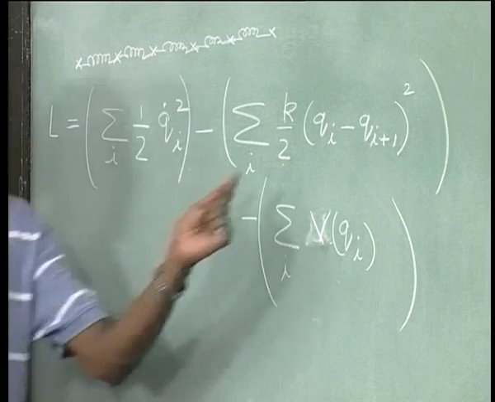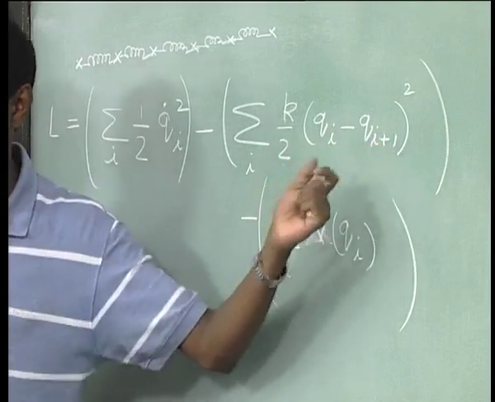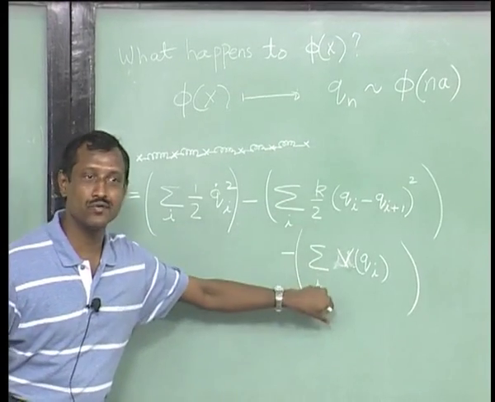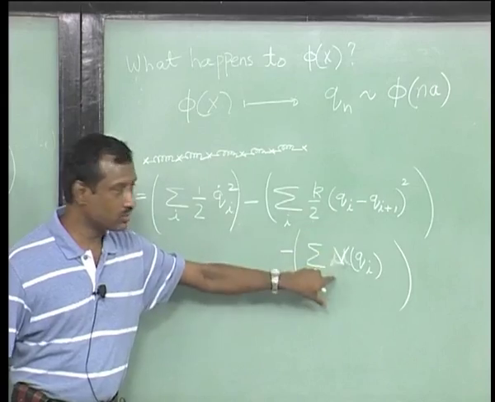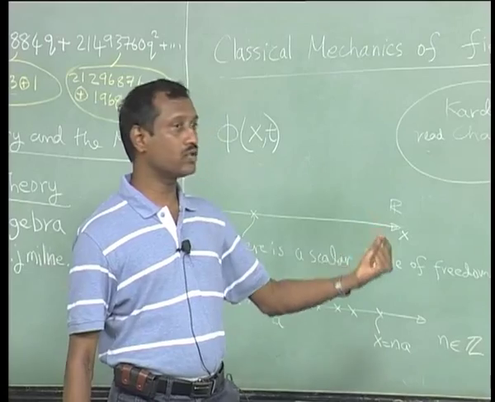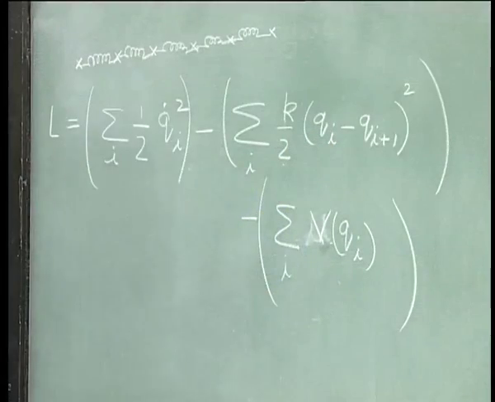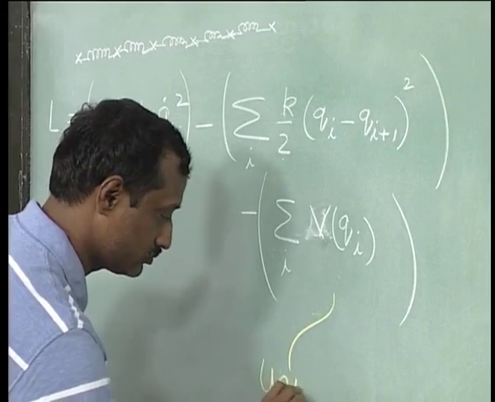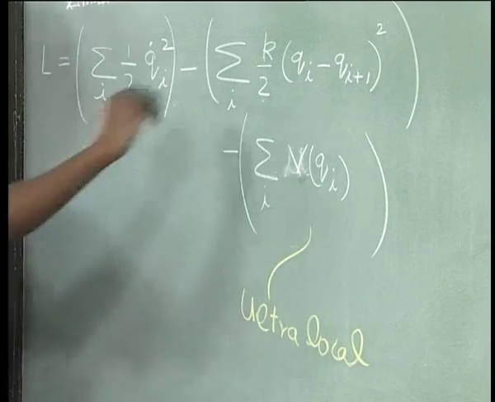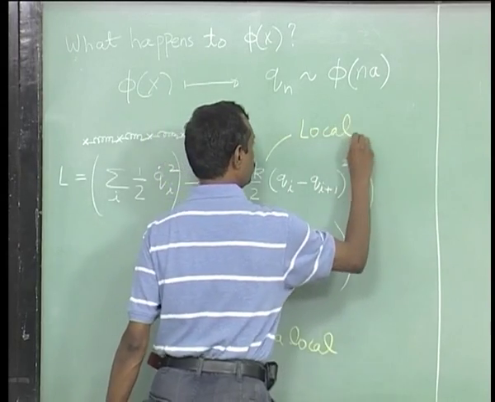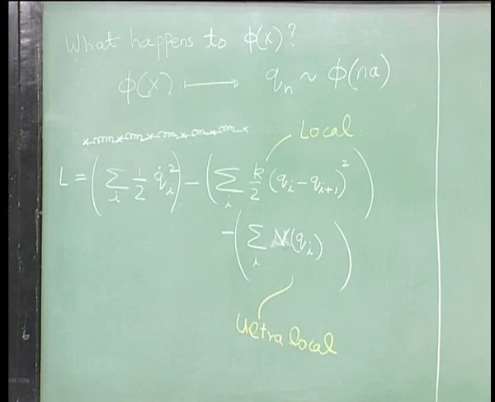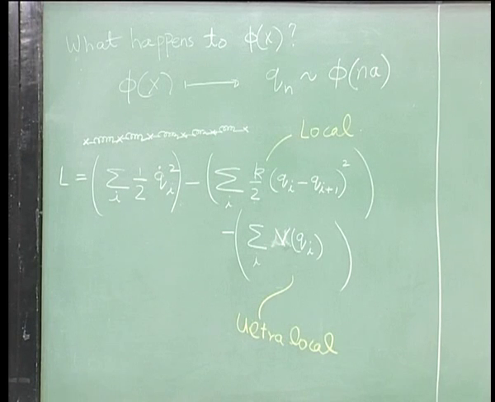We could have, without losing sleep, made this i plus 2, but this is more natural to this kind of problem. So there is a difference between these two kinds of terms. This term is local, this is also local, but this we will call ultra local because it is determined by the degrees of freedom at a particular site. So we will call this term ultra local. All these statements are in space, while a term like this we will call local.